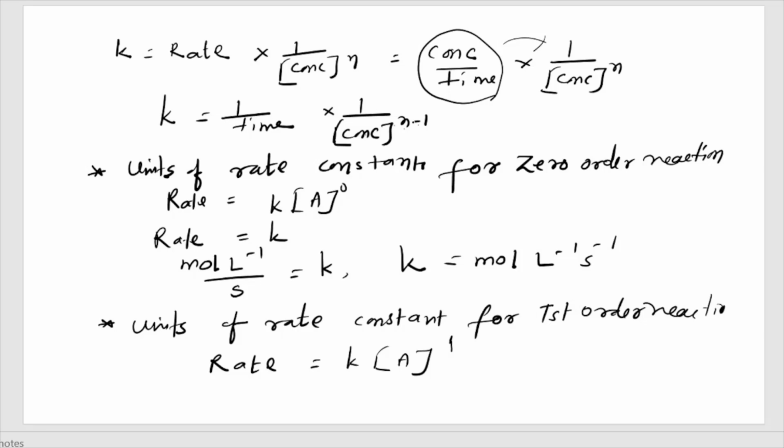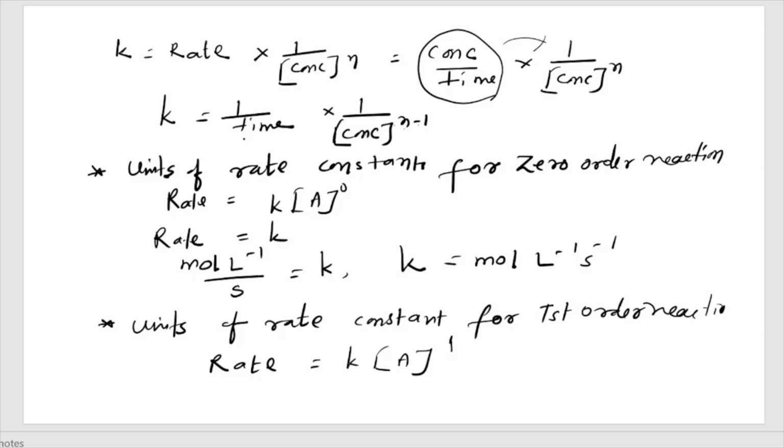This is the unit of the rate constant. So this is the formula, remember. If you want it easily, this is the formula: K equals 1 by time times 1 by concentration to the power n minus 1. How can you derive it for zero order? Same. This is the general one I told before, but now we will see the zero order.